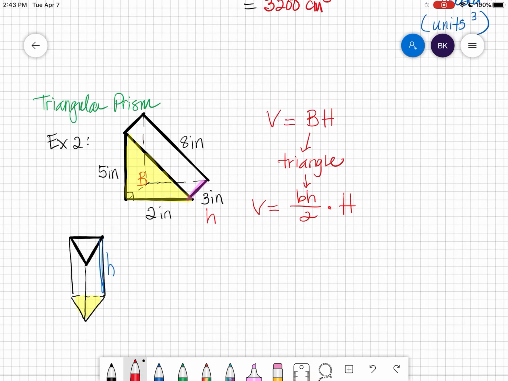Okay, so let's plug in the numbers and see what we're going to get. So volume equals, let's see, area of the base. So it would be 5 times 2 divided by 2 times the height of the prism. So I'm going to quickly cancel the 2 and 2, and 5 times 3 is going to be 15 inches cubed. Okay, and that is the volume of triangular prisms.